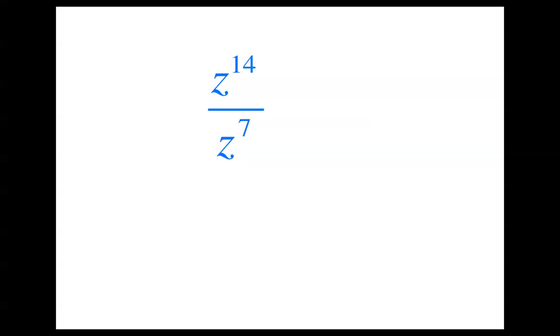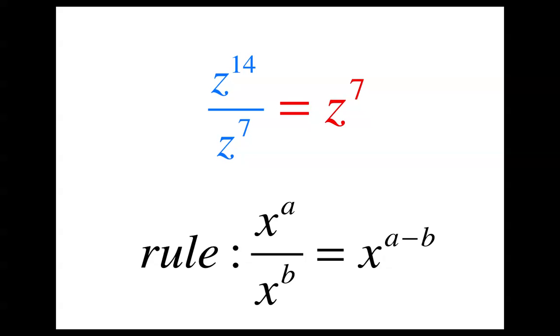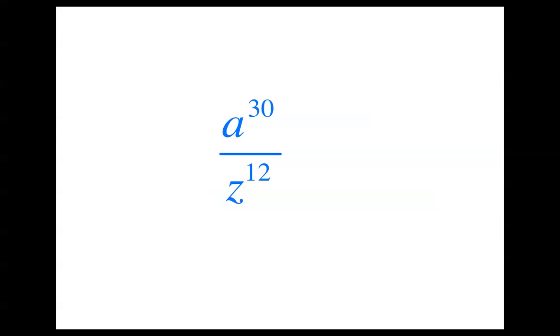Okay, how about this? z to the 14th power divided by z to the 7th power. It should be z to the 7th power according to this rule, because remember, you do the top exponent minus the bottom exponent, and 14 minus 7 is 7. Yay! Okay, what about a to the 30th divided by z to the 12th? We don't want to have to write 30 a's out, do we? Oh, but wait a second. This rule does not even work, because you can't do this with a's and z's, because a's and z's don't cancel each other out. So you can't simplify that one at all. So ignore that problem.